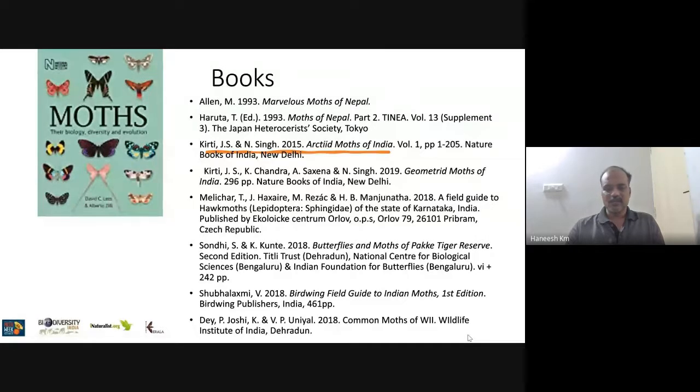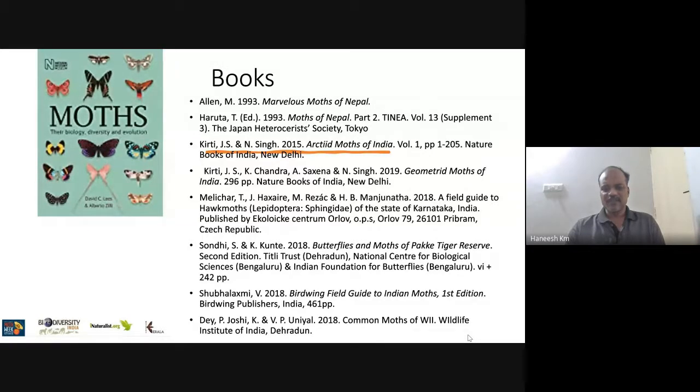Okay, and one of the major books on Indian moths is by Dr. Subbalakshmi. It's available online for purchase. It is the Birdwing Field Guide to Indian Moths. Okay, so it covers most of the species in the northern part of India, and some of the southern Indian moth species are also covered.